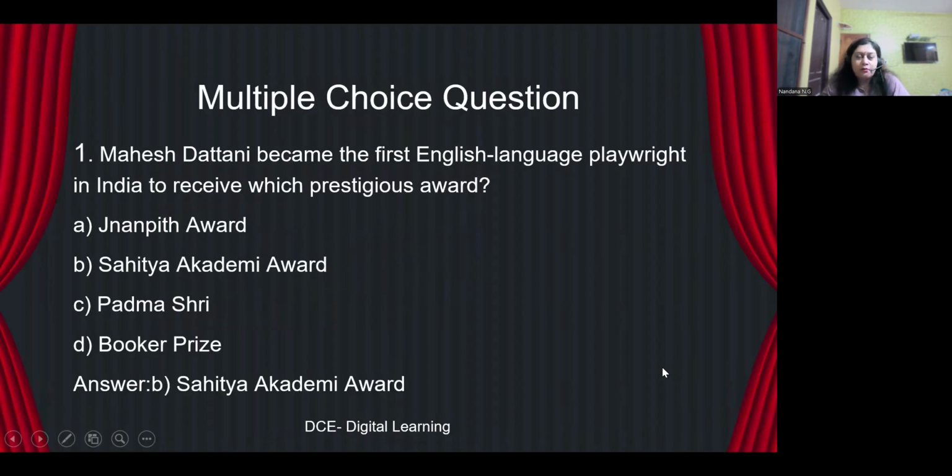Now, let us have a small multiple choice question to assess the facts that we have discussed in this session. The first question: Mahesh Dattani became the first ever English language playwright in India to receive which prestigious award? The options are Gnanapith Award, Sahitya Academy Award, Padma Shri, Booker Prize. And the answer is B, Sahitya Academy Award.